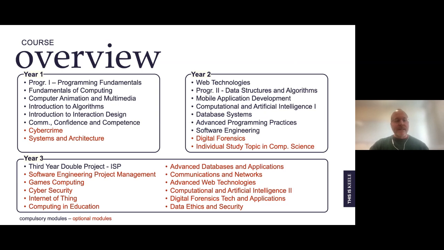If you look at year one, some of the modules are clearly introductory ones, like programming fundamentals and fundamentals of computing. Then moving on to year two, there is either the second version of those modules or some advanced modules. For instance, advanced programming practices is the third module of our programming set. In year three, almost everything is red, meaning optional, besides the final year project. So in year three, you will have the choice to customize the program to your interests.